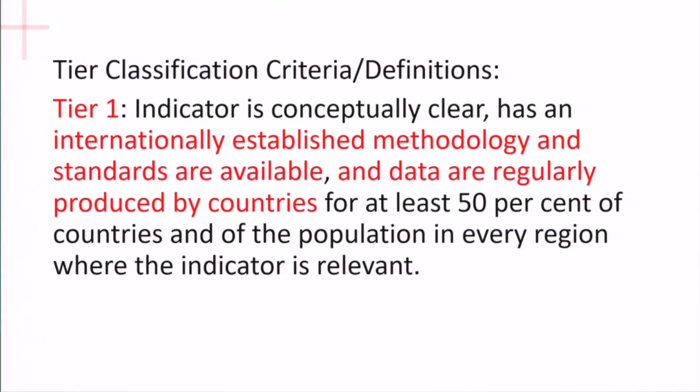It is called tier 1, tier 2, tier 3. So, the indicators, when they are measured, are given a classification of tier 1, tier 2, or tier 3. If it is tier 1, it means that the indicator is conceptually clear. It has an internationally established methodology and standards. Data is regularly produced by the countries for at least 50% of the countries, and of the population in every region, where the indicator is relevant. If such data is available, and an indicator is used to collect this data, then we call that a tier 1 type of indicator.